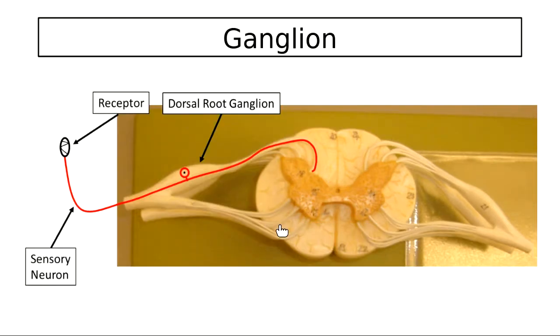Now, ganglion, that's why I put this one on, it's in your notes, a collection of cell bodies of neurons located outside the central nervous system and even outside the peripheral nervous system. They're also called ganglia. It's a collection of cell bodies outside the central nervous system. Remember what the central nervous system is? The brain and spinal cord. So it's outside the spinal cord, a collection of cell bodies, and it's called a ganglion.